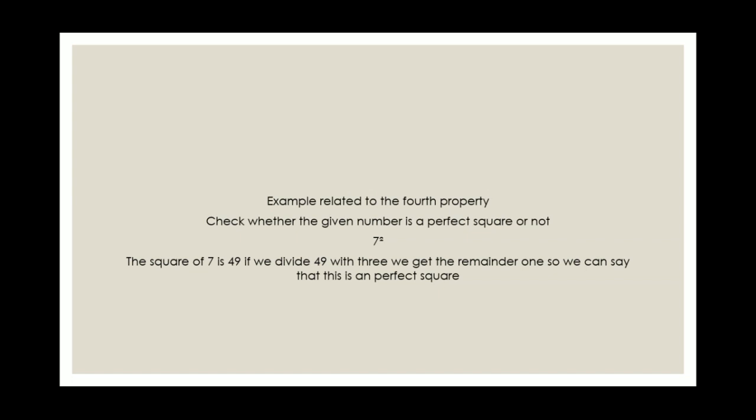Example related to the fourth property. Check whether the given number is a perfect square or not. 7 square. The square of 7 is 49. If we divide 49 by 3, we get the remainder as 1. So we can say that this is a perfect square.